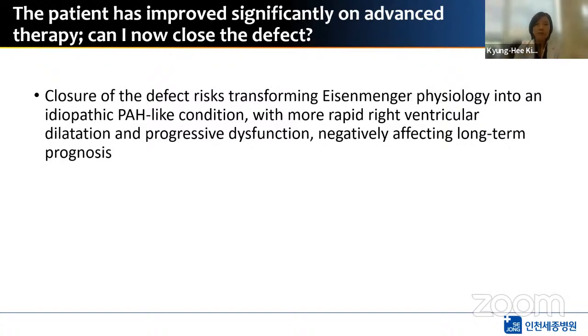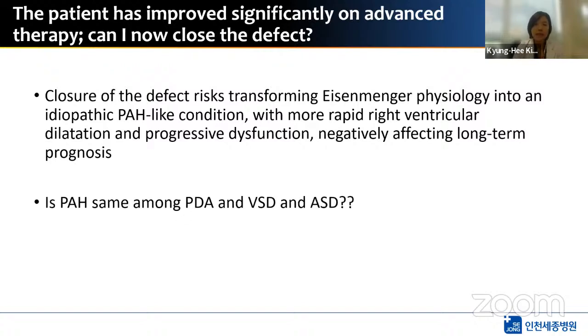And then we have to consider closing the defect. Previously, there were fewer PH medications, and we had no chance to close the congenital heart disease with Eisenmenger syndrome. However, after some PH medication, we have some chance to close the congenital heart disease. And also, I would like to say, is PH the same among PDA, VSD, or ASD?